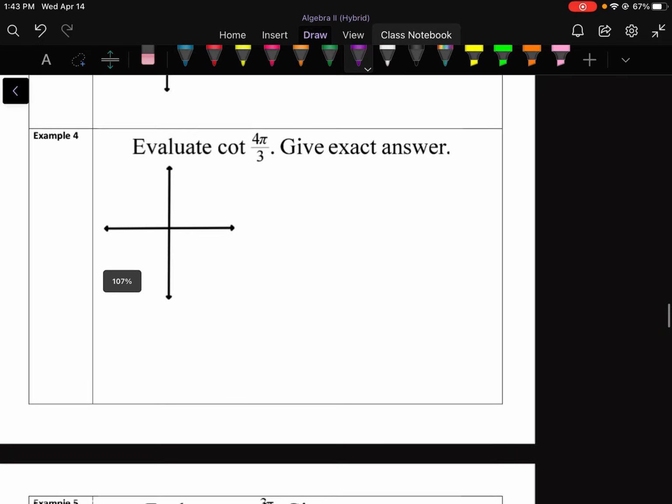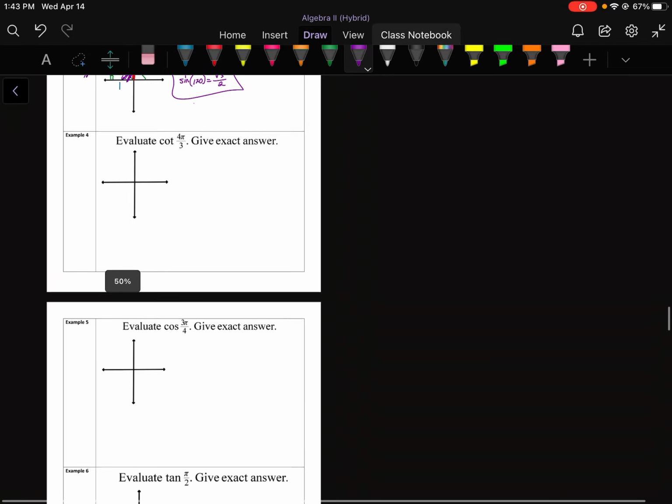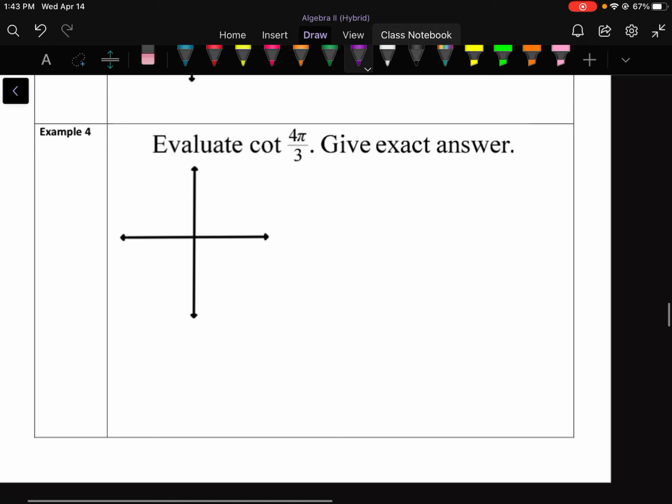Okay, evaluate. This is the last, well, we could do a couple more, but these are really no different. This is the last example I'll do here. I'll try to keep the video a little bit shorter for you. But evaluate cotangent of 4 pi over 3.